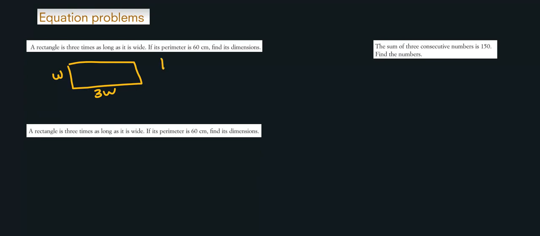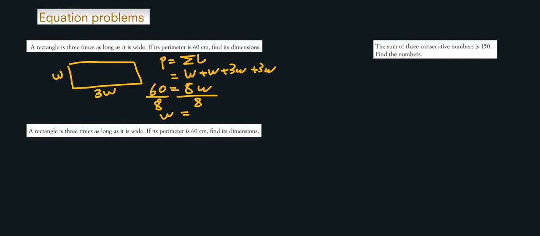So the perimeter is the sum of all the lengths. So we've got w plus 3w plus w plus 3w. That gives 6w, 7w, 8w. And we are told that the perimeter is 60. So we can solve that by dividing by 8. And we get this lovely fraction, 60 over 8.